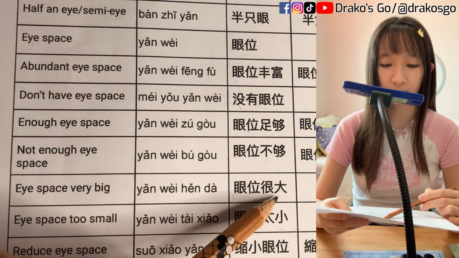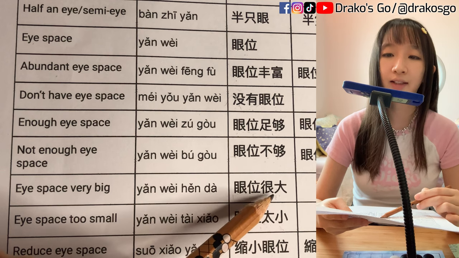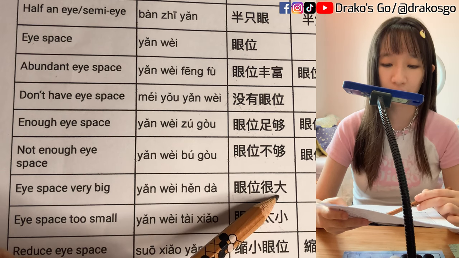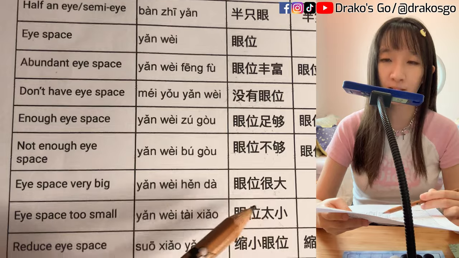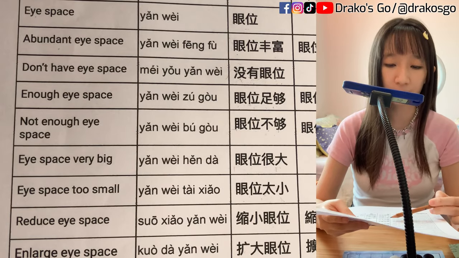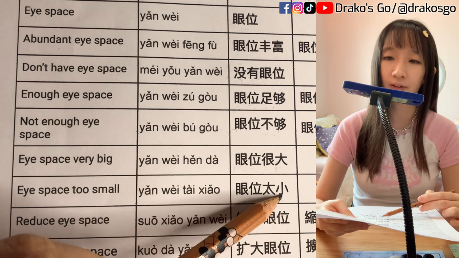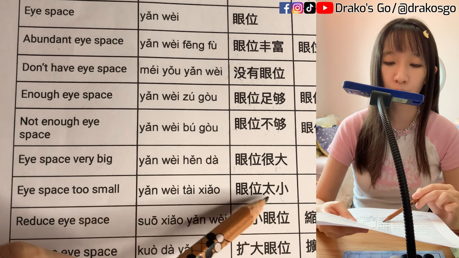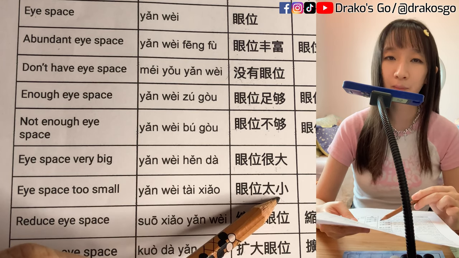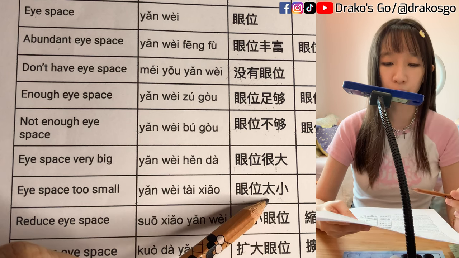眼位很大. 很 means very. 大 is big. So eye space very big. 白棋眼位很大. White's eye space is very big. 黑棋眼位太小. Black's eye space is too small. 小 is small. 太 is like too.